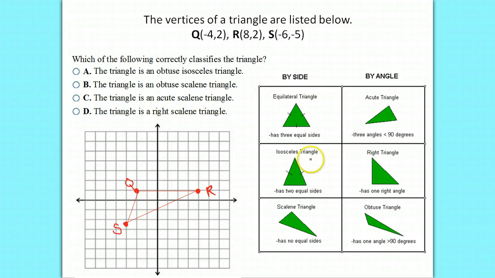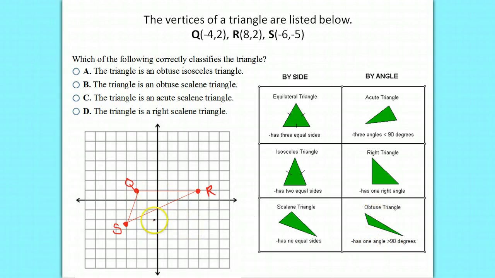We want to know if it's an obtuse isosceles triangle, obtuse scalene triangle, acute scalene, or right scalene. So I put a little chart over here to explain what each of those means. If you see acute, right, or obtuse, you are classifying the triangle by its angles. If all three angles are less than 90 degrees, that's acute. If it has exactly one right angle, it's a right triangle. And if it has one angle that's more than 90 degrees, it's obtuse.